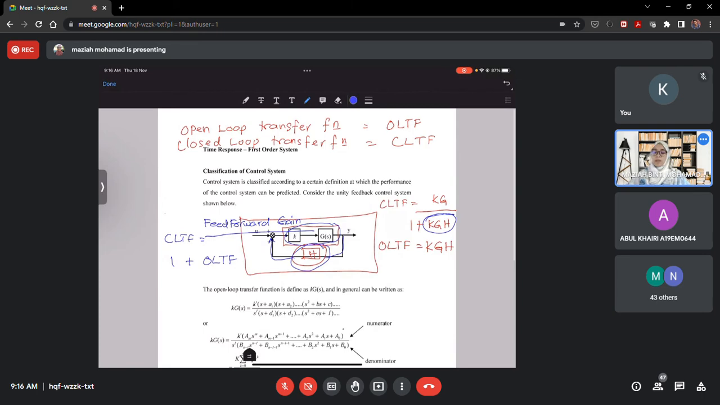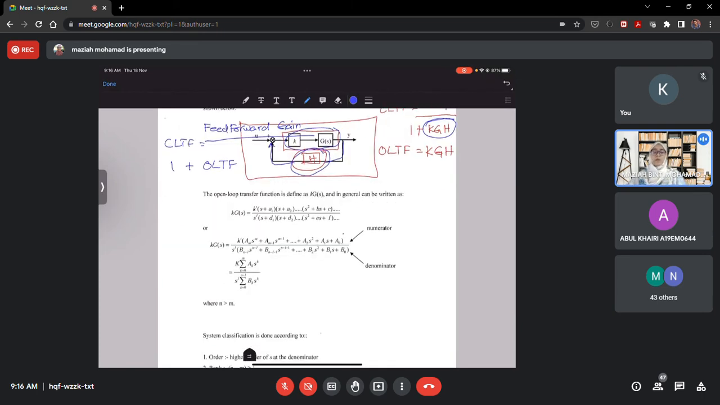All right. So that's how we determine open loop and closed loop transfer function. Okay, so classification will be based on the open loop transfer function. Any transfer function, either open loop or closed loop, you can find in the form of, let's say, s plus 1, s plus 3 over s cube, s square plus 3s plus 5.